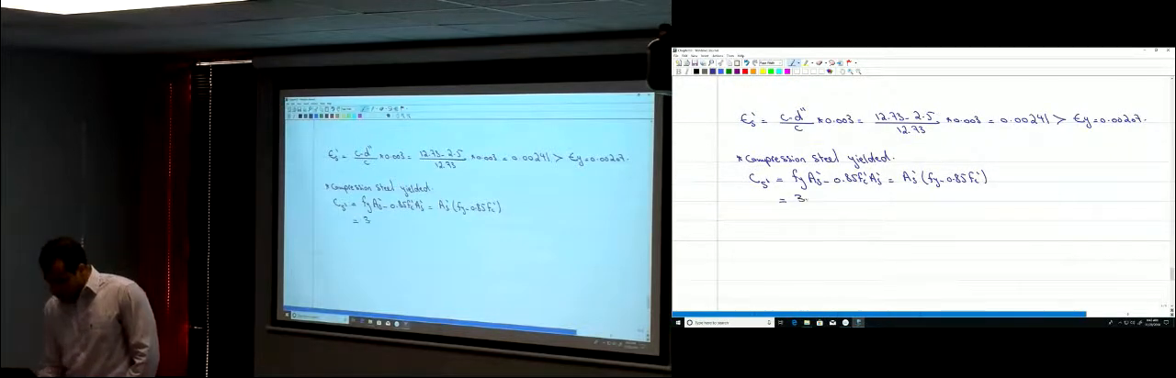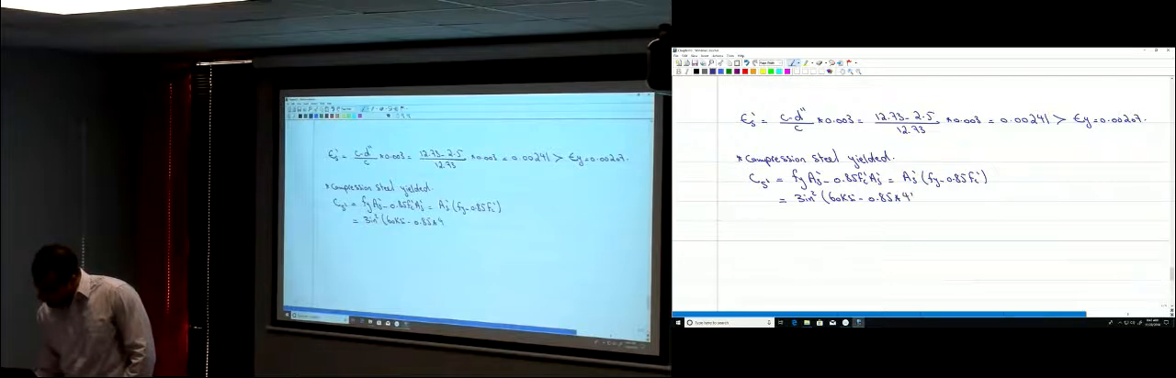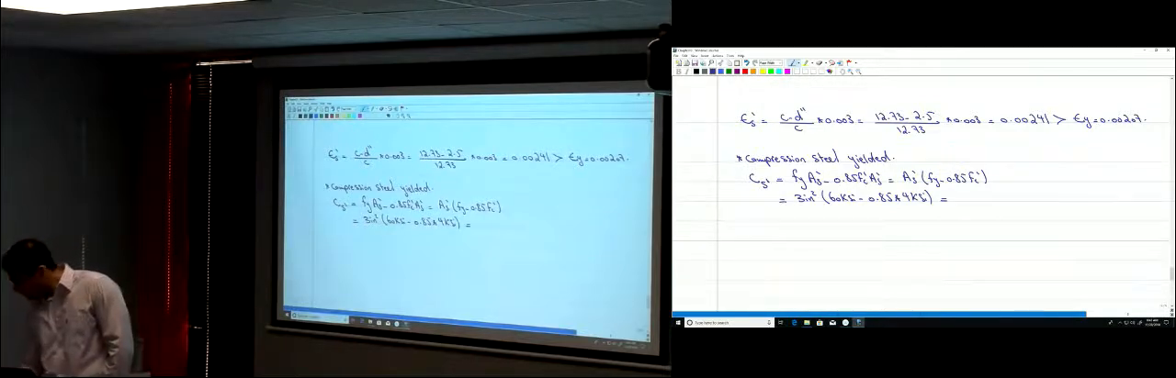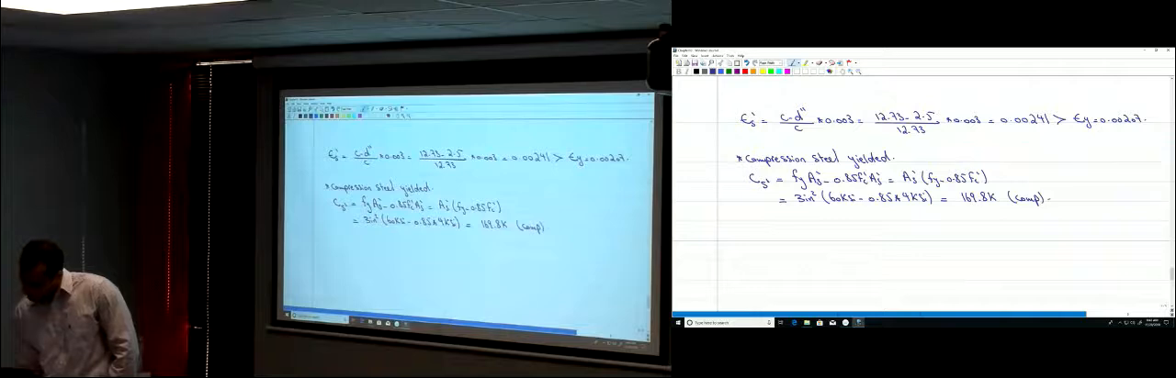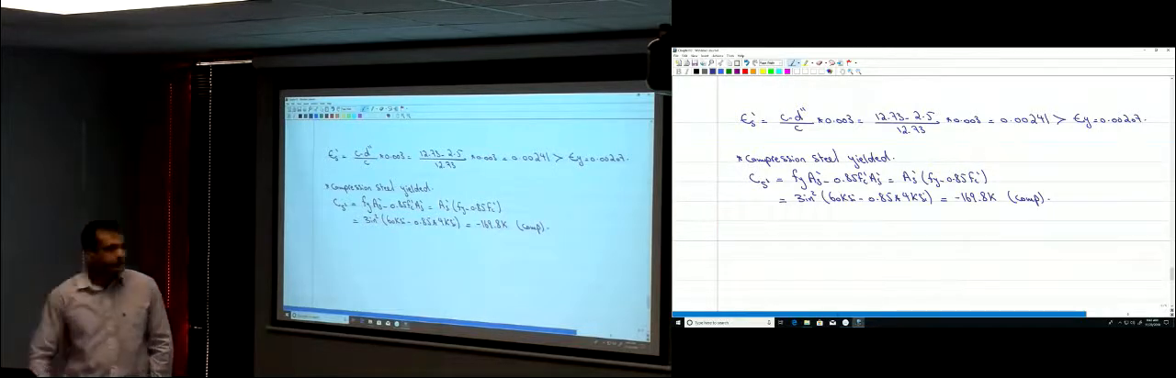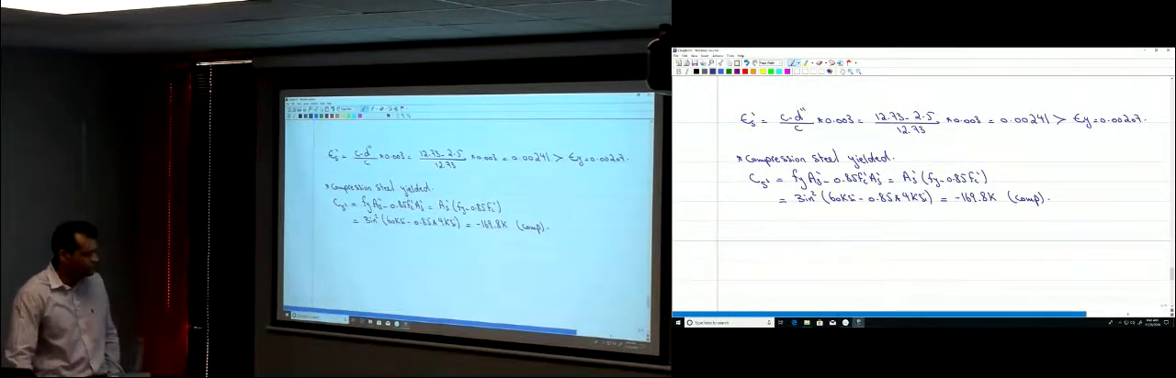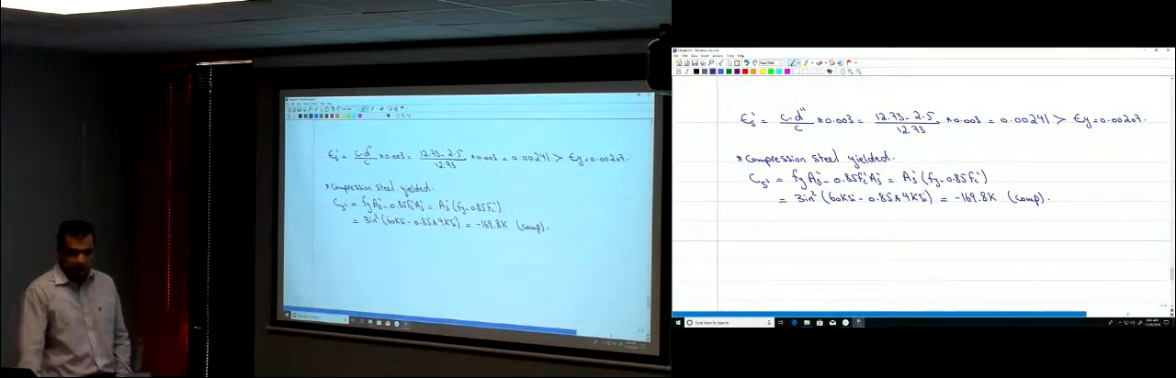So this is 3 inches squared multiplied by (60 ksi minus 0.85 f'c, which is 4 ksi). So that would be equal to 169.8 k, and that's a compression force, so I'll give it a negative sign. So it's not 180, it's a little bit less than 180. Okay?